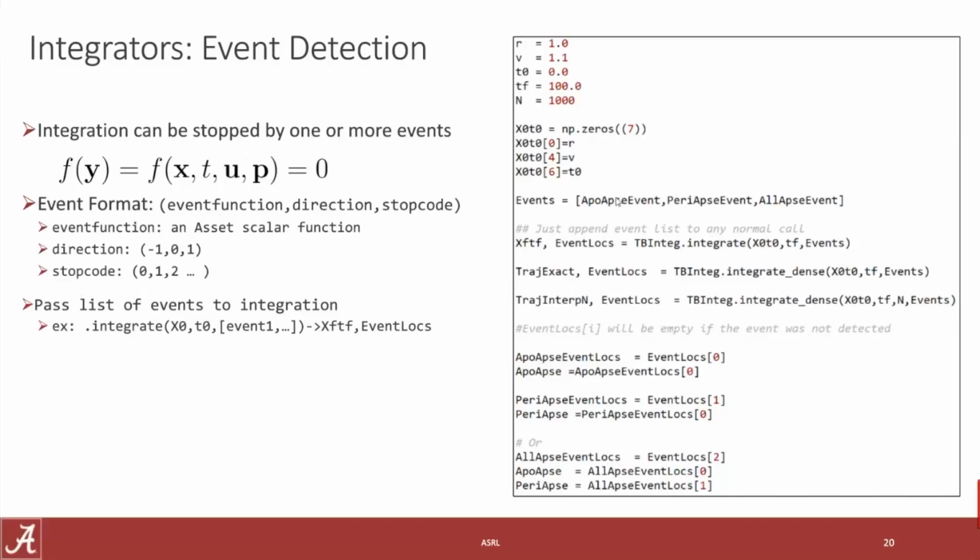So do you want the first event, apo is event location 0? Do you want the second event? It's index 1 and 3. And then within that, any event detections that happen, you index again. So say we had in the all apsides event detection, we want event number 2, because that's the all apsides event. And then the apoapsis is the first one we pass through, and then the periapsis is the second.